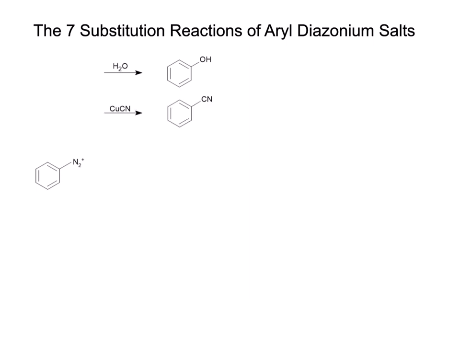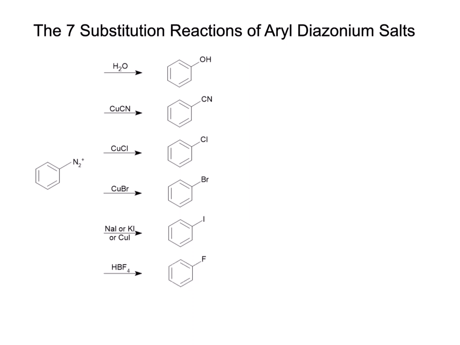We can also use the aryl diazonium salt to add a nitrile group to a ring. To do this, we use CuCN. Reactions that use copper are called Sandmeyer reactions, and there's several more that we can do. We can use CuCl, CuBr, and CuI to add chloride, bromide, or iodide to a ring. We can also use NaI or KI to add that iodide. Adding a fluoride does not use CuF, rather it uses HBF4. Last, we can use H3PO2 to remove the N2+.